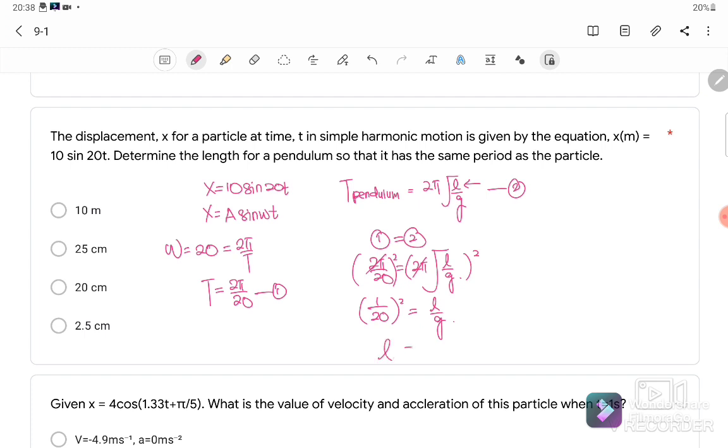So L is equal to 9.81 over 20 squared. The final answer that we will get is 0.0245 meter, so we can convert it into 2.45 cm. The nearest answer is D.